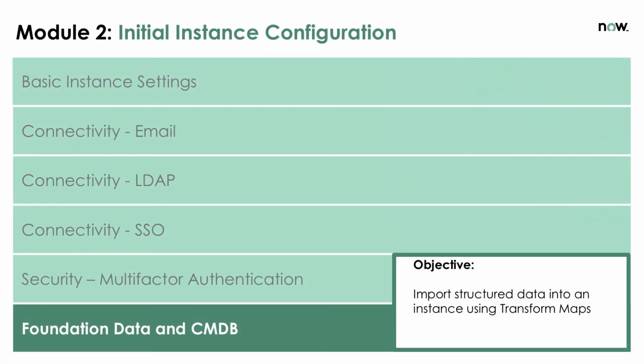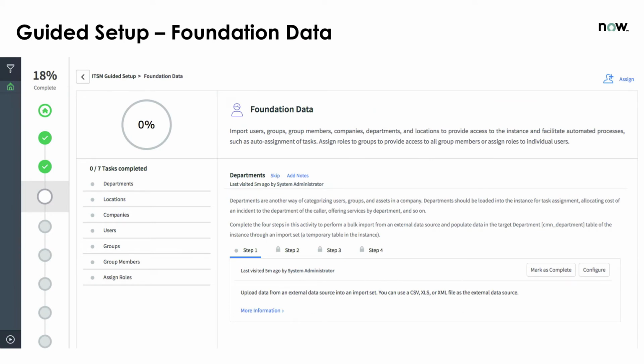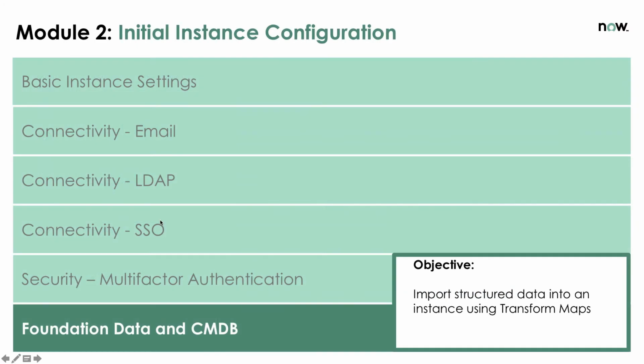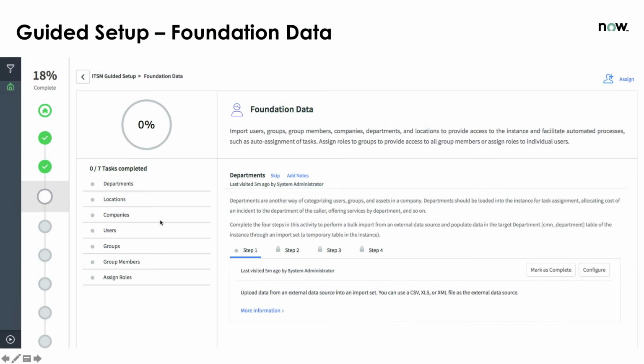Finally, we get to foundation data and CMDB. We talk about what foundation data is, and again here we're walking through guided setup. So on the left we can see when ServiceNow says foundation data, these are the things that we're talking about: departments, locations, companies, users, etc. That's foundation data. In the past we've called it core data, lots of different terminology, but since they've used foundation data in guided setup, that's what we're going with.